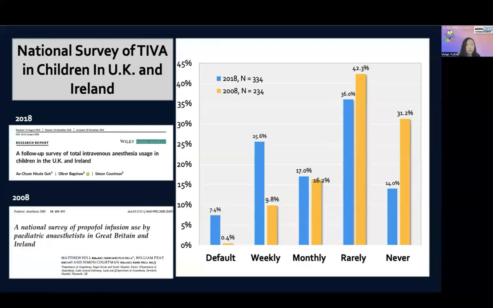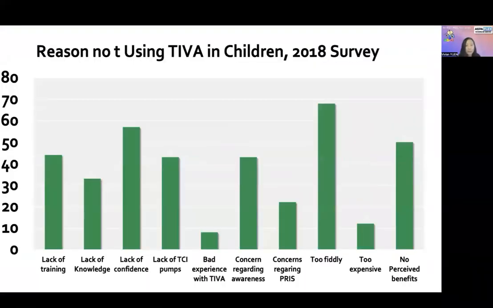There are two national surveys of the use of TIVA in children in the United Kingdom and Ireland. The first survey was done in 2008, and the second one was done in 2018. Both surveys revealed that TIVA is an unpopular or non-default mode of anesthesia for most anesthetists, although we do see an increasing trend of using TIVA in children in the United Kingdom and Ireland. The most common reason for not using TIVA in children is that it's too fiddly or too troublesome.